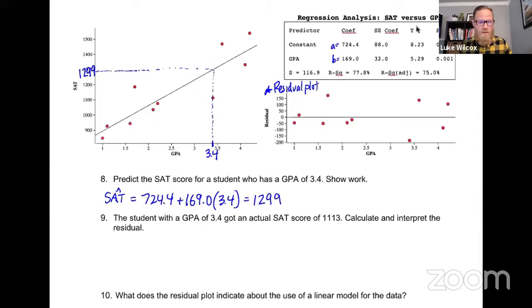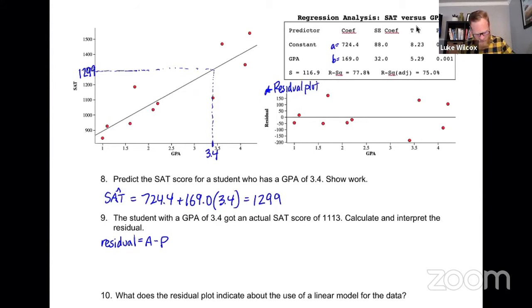All right, let's move to question number 9, which says the student with a GPA of 3.4 got an actual SAT score of 1113. Calculate and interpret the residual. Okay, we first of all need to know the formula for the residual, right? I referenced it on the previous page, which is that it's how far away that point is from the line. And the way we calculate that, or the way I like to write it, is actual Y value minus the predicted Y value, right? And students often want to mix those up, but listen, it's very easy if you look at the order of those. AP, right? You're sitting in an AP statistics class. That should come natural to you. Actual value minus the predicted value.